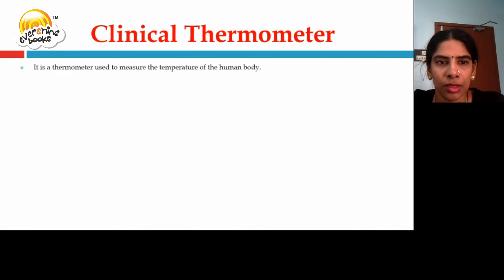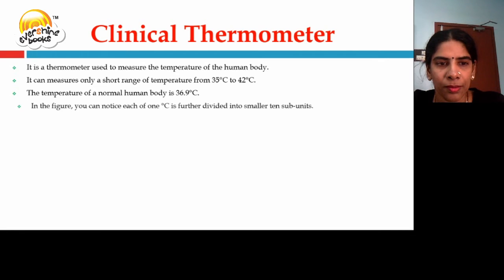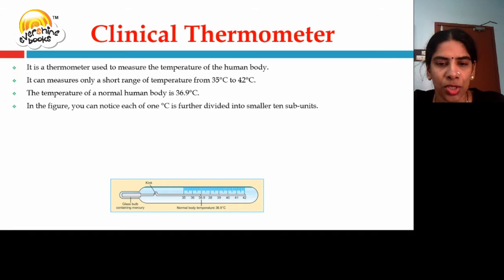Clinical thermometer. It is a thermometer used to measure the temperature of the human body. This you own in your house. It can measure only a short range of temperature, from 35 to 42 degrees Celsius. The temperature of a normal human body is 36.9 degrees Celsius. In the figure, you can notice each 1 degree Celsius is divided into 10 smaller subunits.